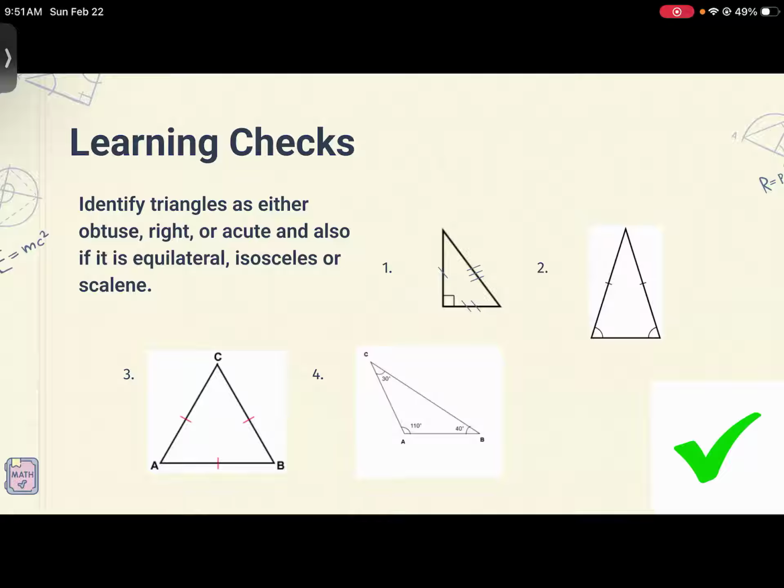Scalene, no scaling. Okay, so all the answers are correct. Okay, sounds good.